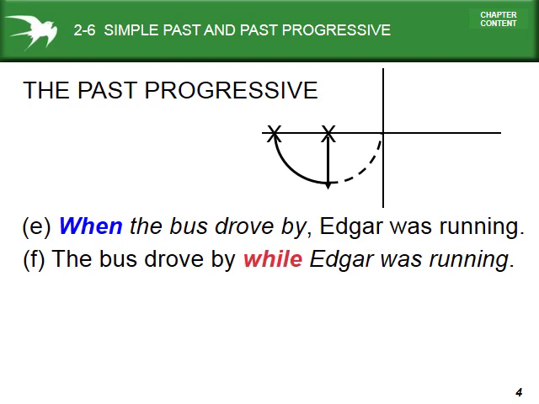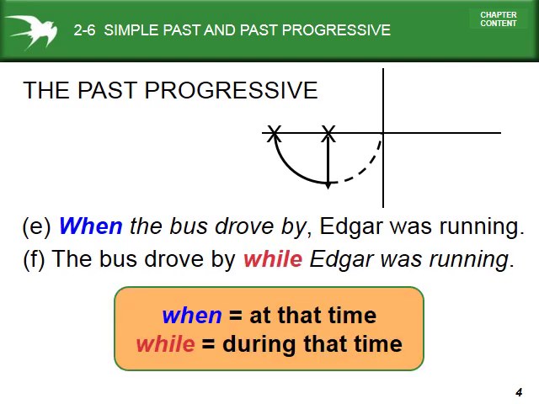One of the words that we'll often see with sentences where you have a combination of the simple past and the past progressive is when and while. Now, what when means, which you probably already know, but means at that specific time. So we've already said that the simple past is used at that specific time. So when we have when, we use the simple past. So when the bus drove by. And then we say Edgar was running, being the second portion of the sentence, because they were happening at the same time. So the when represents the second X.